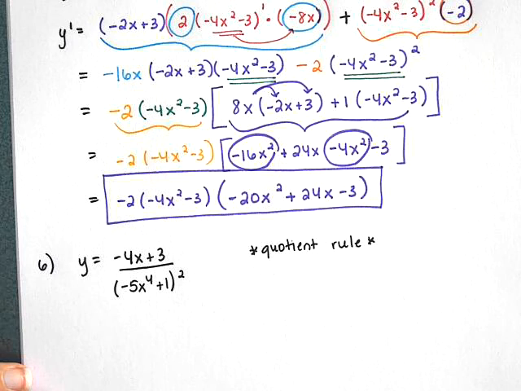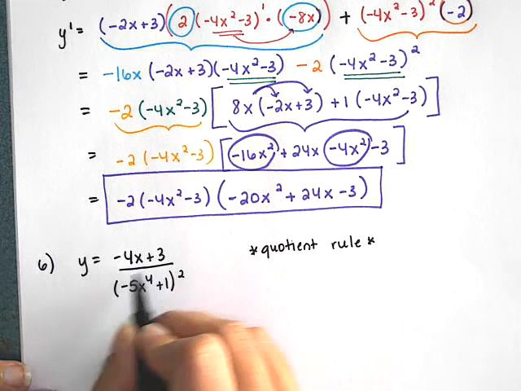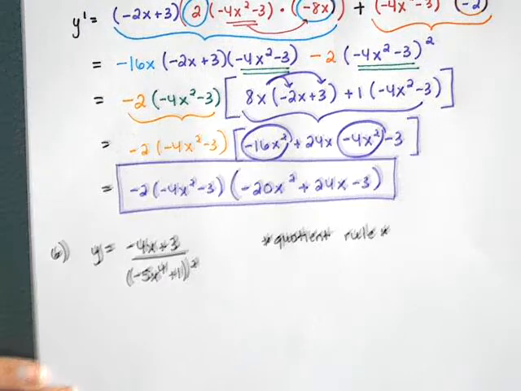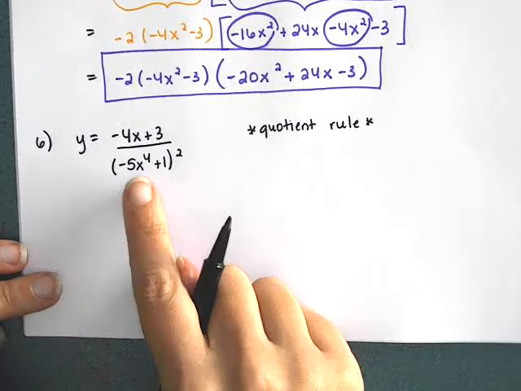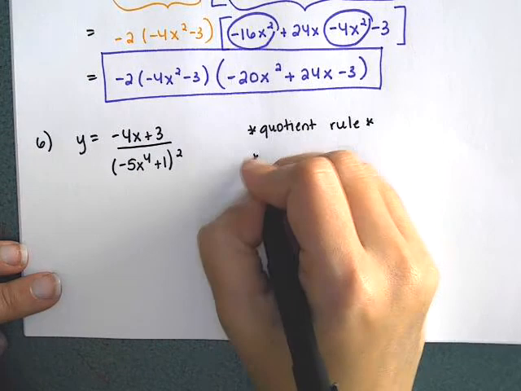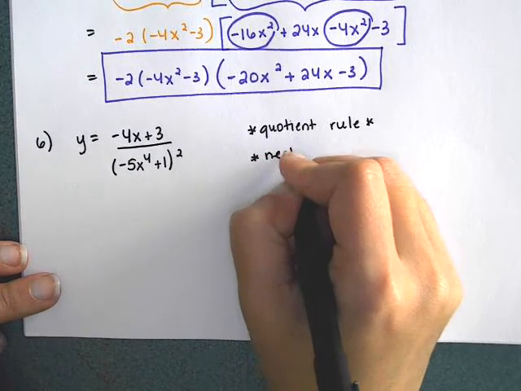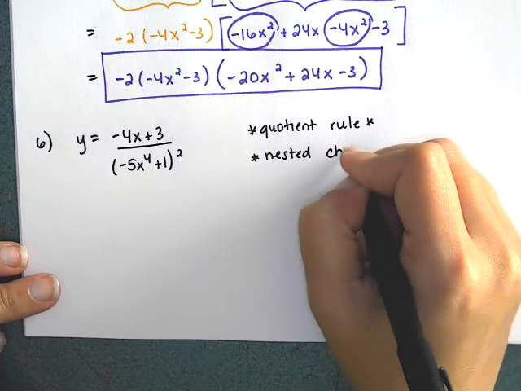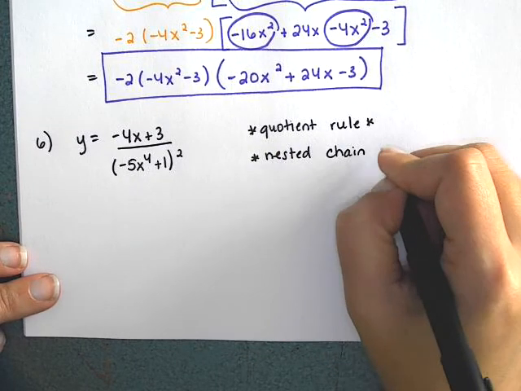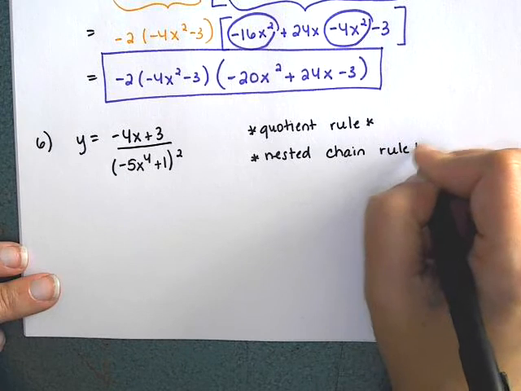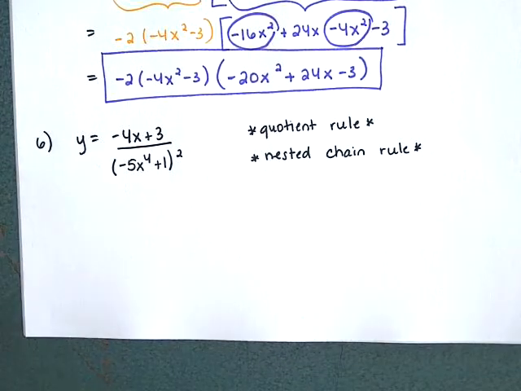I can also tell that as part of quotient rule, when I do low D high and high D low, to do the derivative of the bottom, I'm going to have a nested chain rule problem. It's going to need chain rule to just do the derivative of the bottom. So let's get this show on the road.